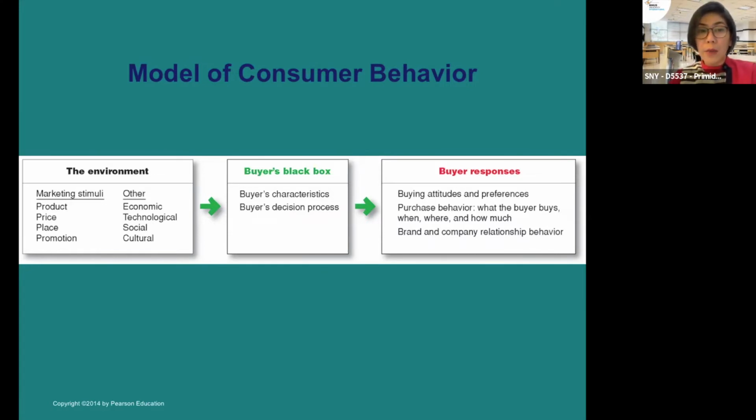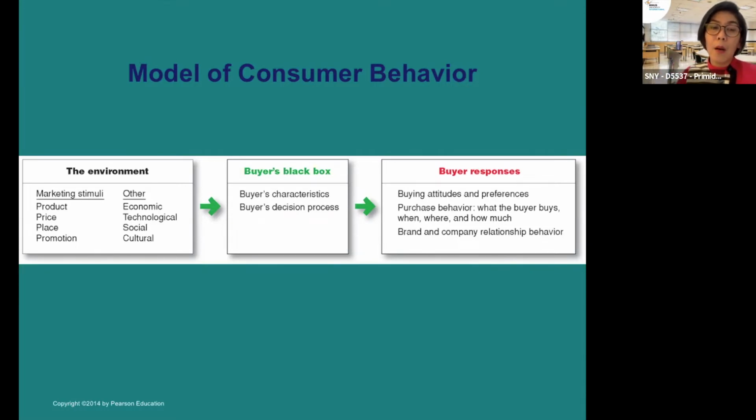Now, other stimuli would include something like economic. Do you have enough money? What's your income? Technological. Social. Whether people around you use that product. How would the behavior or attitude of your social circle? What brands do they love? Cultural. These are also the stimuli. What does your culture teach you about something? That would also affect how you respond to the stimuli.